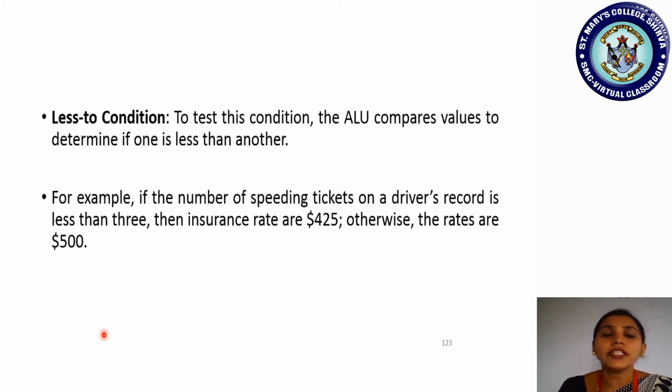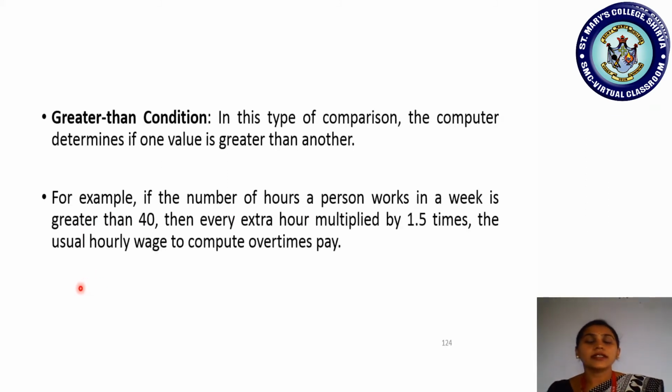If any one condition gets satisfied, according to that condition, the amount gets attached. So here, if the first condition, that is the speeding tickets on a driver's record, is less than 3, then what will be the insurance rate? 425. If it is exceeding 3, then the rate of that insurance will be how much? 500. Okay, like that. Then the greater than condition.